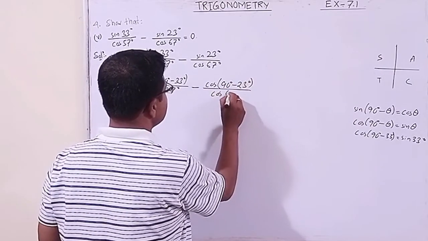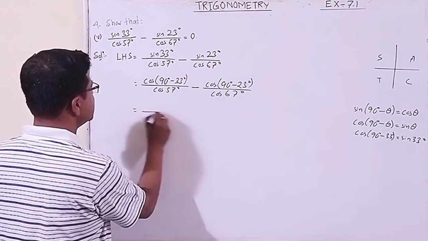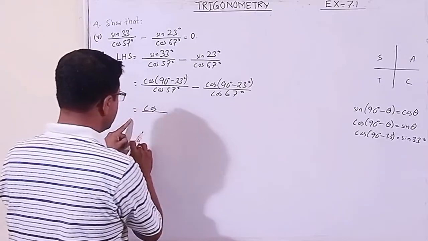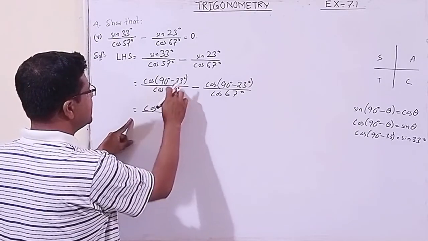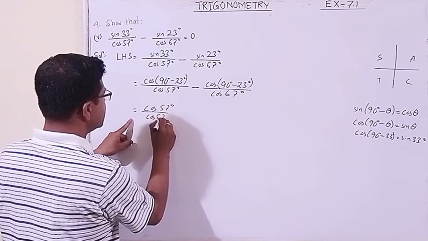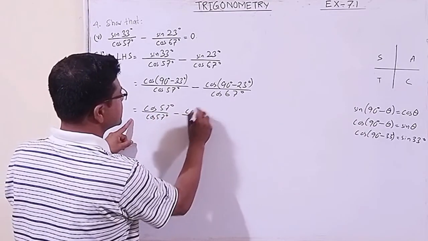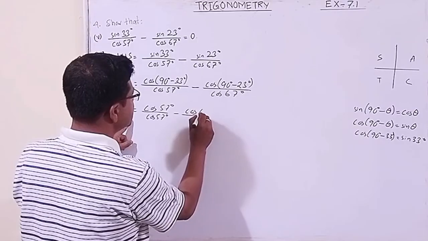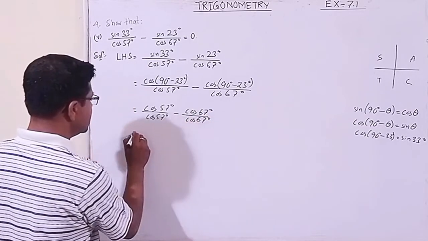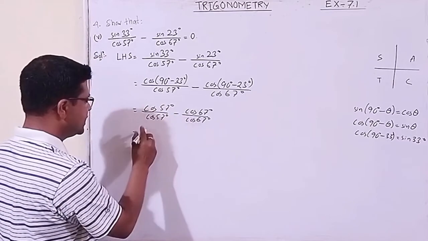This will remain the same. You see this sum is very easy. This is the last line actually. Directly you can write the answer here. Cos 90 minus 33 is 57. You can check. This is cos 57 degrees minus cos 90 minus 23, 67 degrees, cos 67 degrees. Now dear students, you can see that they will get cancelled.